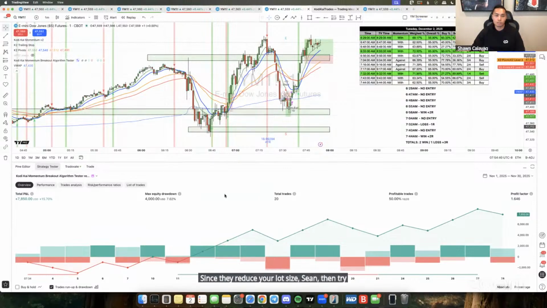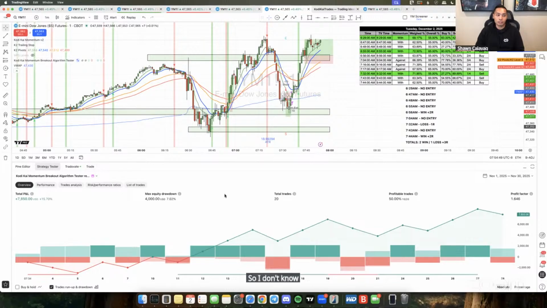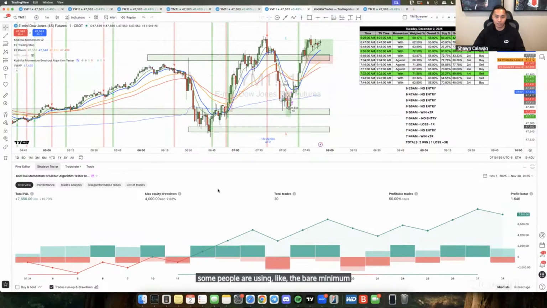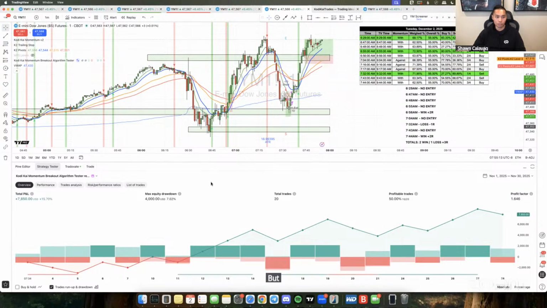Yeah, so that's going to be a problem because the thing with the hedge clients is that not everybody is using the same contract size as me, Sam. So I don't know if I could take every single trade. I might be able to do that with my prop accounts, but not for the hedge fund clients, because some people are using the bare minimum one contract, and I can't go smaller than that. Unfortunately, it's one basically. So we'll see. If we do that, they're going to have to risk a lot more. But we'll try to figure that out.